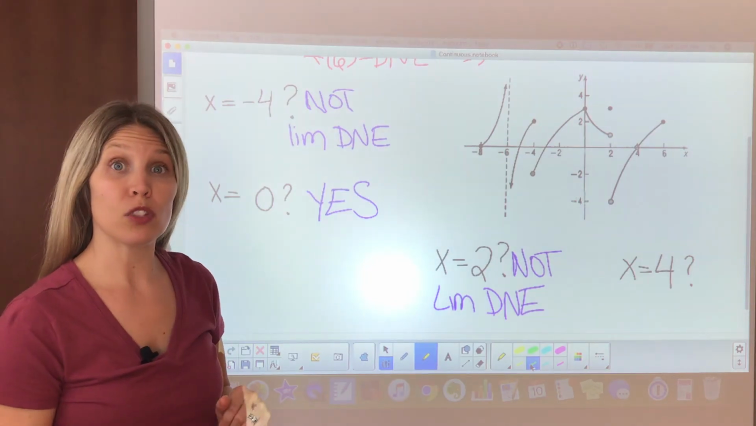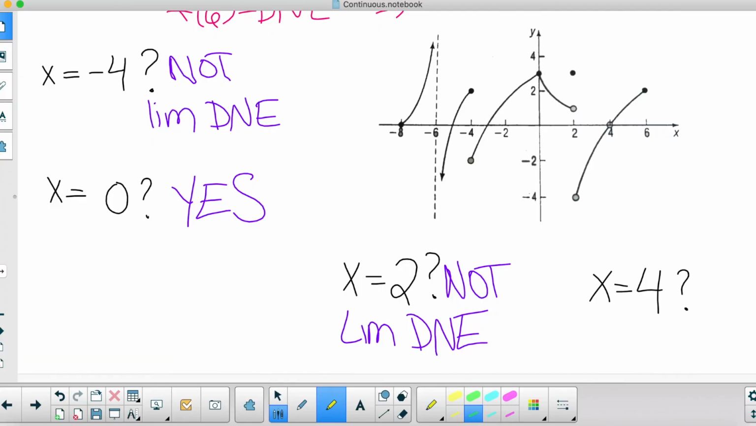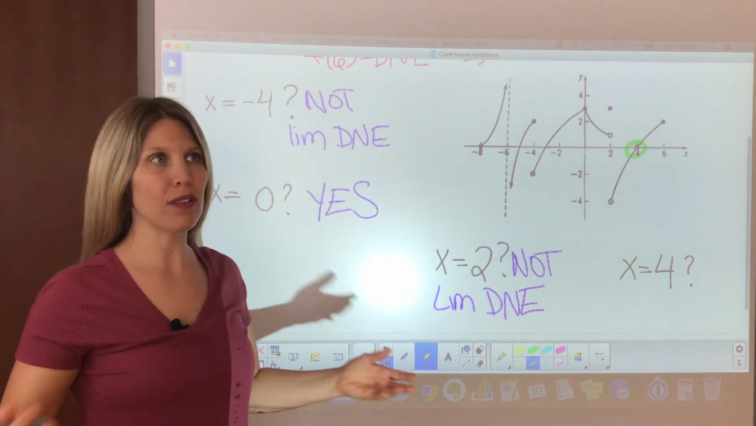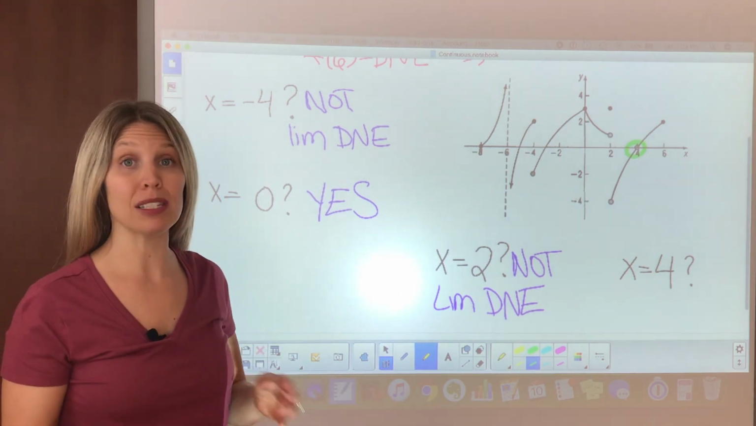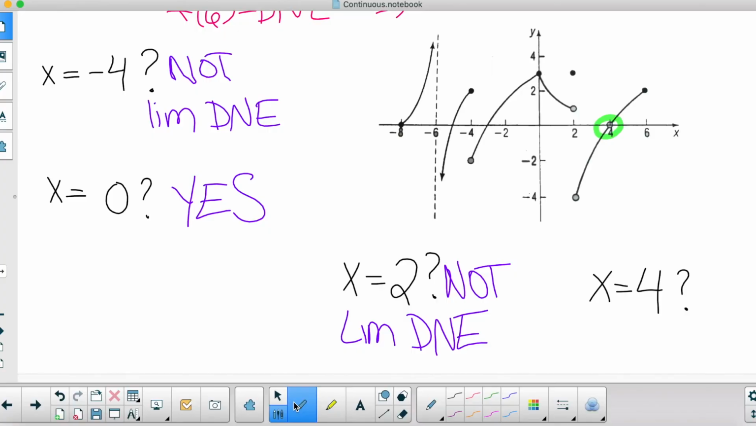Now let's check when x is 4. When x is 4, we have an open circle right here. There is no closed-in value, which means we don't even have a value at f of 4. So we can stop right there. It is not continuous because the first condition is not met. Therefore, x at 4 is not continuous because f of 4 does not exist.